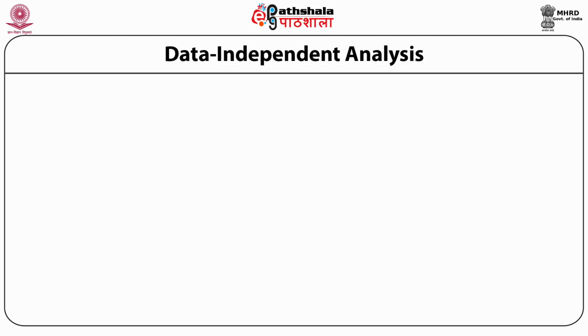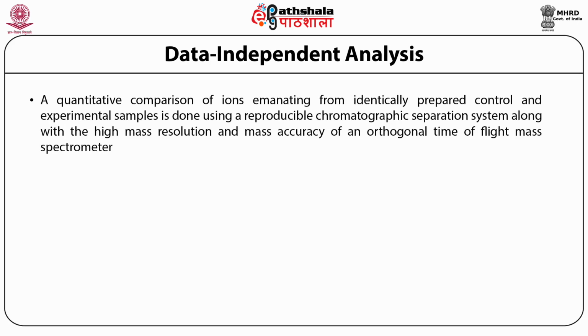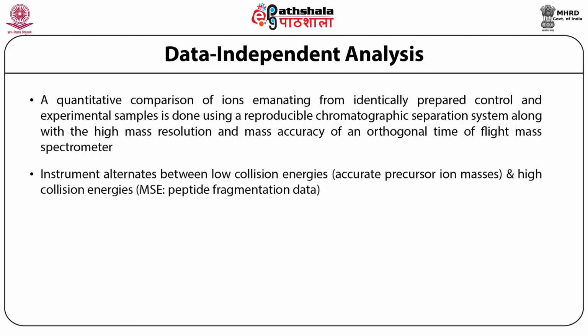Data independent analysis. This involves a quantitative comparison of ions emanating from identically prepared control and experimental samples, done using a reproducible chromatographic separation system along with high mass resolution and mass accuracy of an orthogonal time of flight mass spectrometer. The instrument alternates between low collision energies, which is for accurate precursor ion masses, and high collision energies, which is for the peptide fragmentation data.